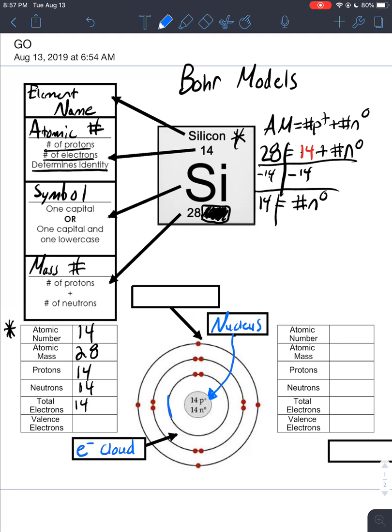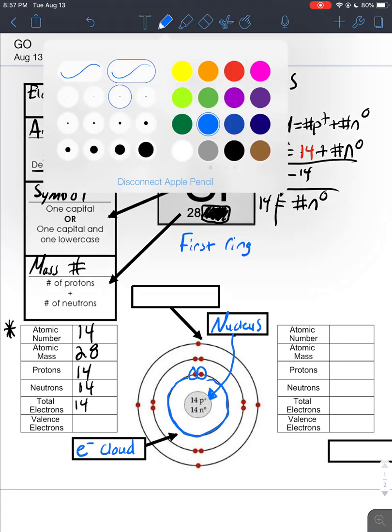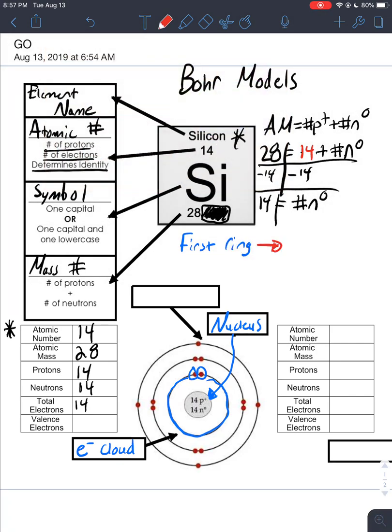This right here is the first level of the electron cloud. And how many electrons do we have inside there? I'm going to circle and count. 1, 2. There are 2 electrons in the electron cloud on the first level. That is always the case. On this first ring, there can never be more than 2. So find space on your graphic organizer and write first ring. I'm going to switch colors. 2E minus. There are always 2 electrons in the first ring.